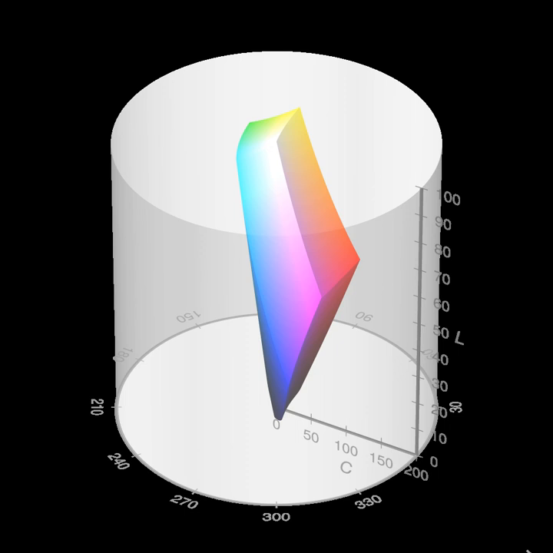Topic: Overview. HCL is designed to have characteristics of both cylindrical translations of the RGB color space, such as HSL and HSV, and the L*a*b* color space.